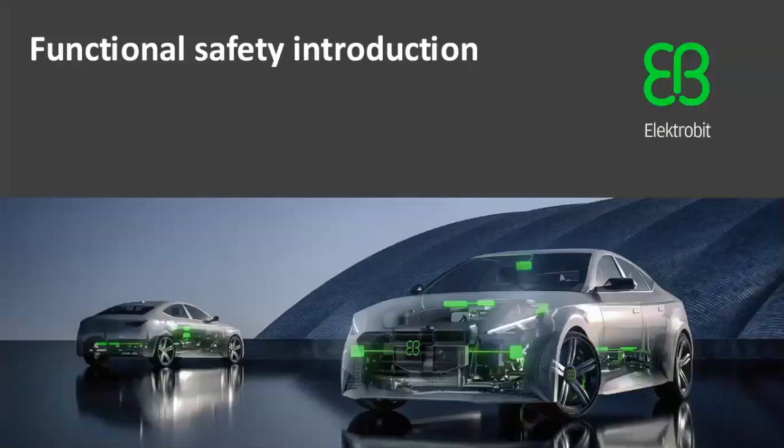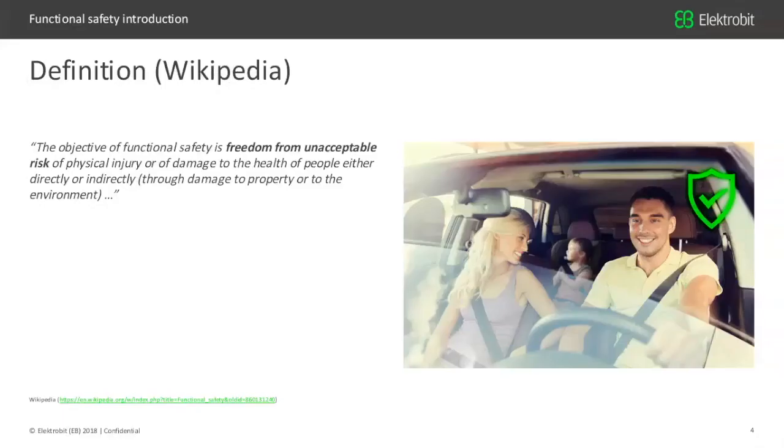So here we first should look at the definition, what functional safety means, and the first source here is Wikipedia. Wikipedia says the objective of functional safety is the freedom from unacceptable risks and physical injury or damage to health of people, either directly or indirectly. So here it is clearly stated, it is the freedom from an unacceptable risk. The question here actually is what is unacceptable in that term.